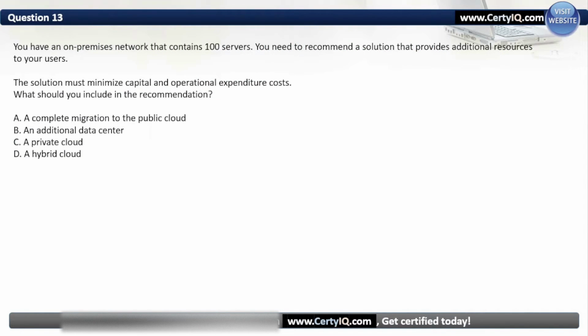Question 13. You have an on-premises network that contains 100 servers. You need to recommend a solution that provides additional resources to your users. The solution must minimize capital and operational expenditure costs. What should you include in the recommendation? The correct option is D. Hybrid cloud.